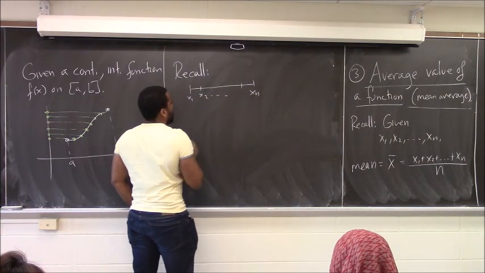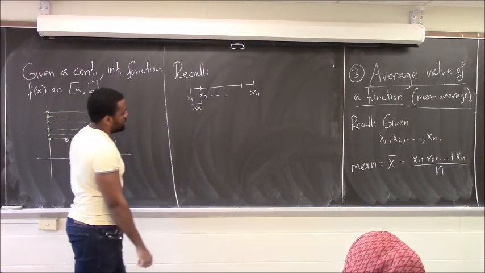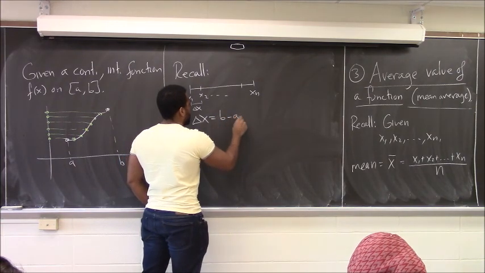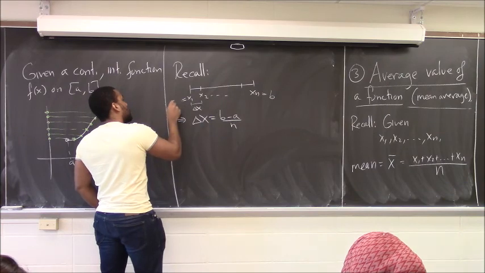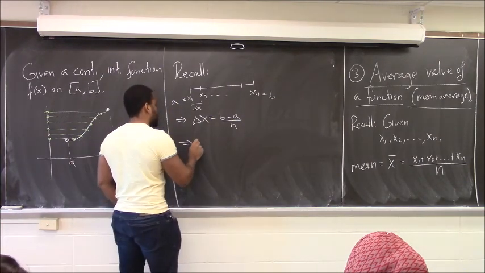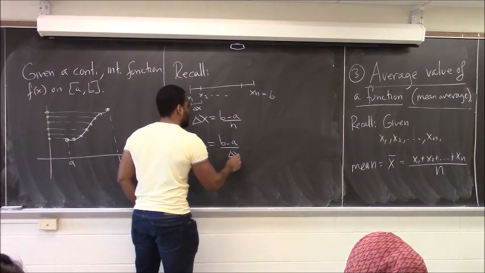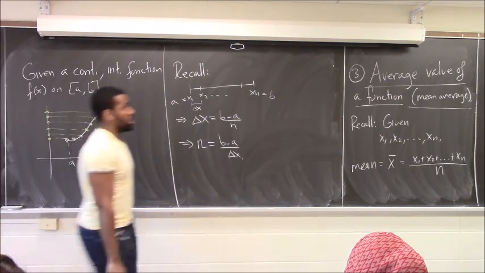n pieces, and we could figure out the length of each of these pieces. We derive that delta x is (b minus a) over n, where a and b are the endpoints of the interval. This means that I could actually set n to be (b minus a) over delta x. How is that helpful? Well, here's how it's helpful.